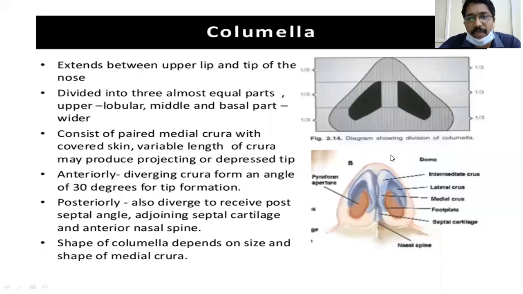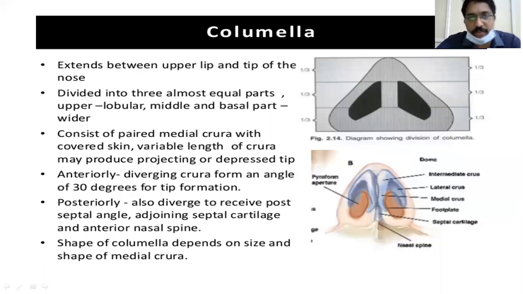Coming to the columella. The columella is divided into 3 parts: upper 1/3, middle 1/3, and lower 1/3. Okay, and the shape of the columella depends on the size and shape of the medial crura. These all are important in rhinoplasty surgeries. I'll tell it later. Okay.